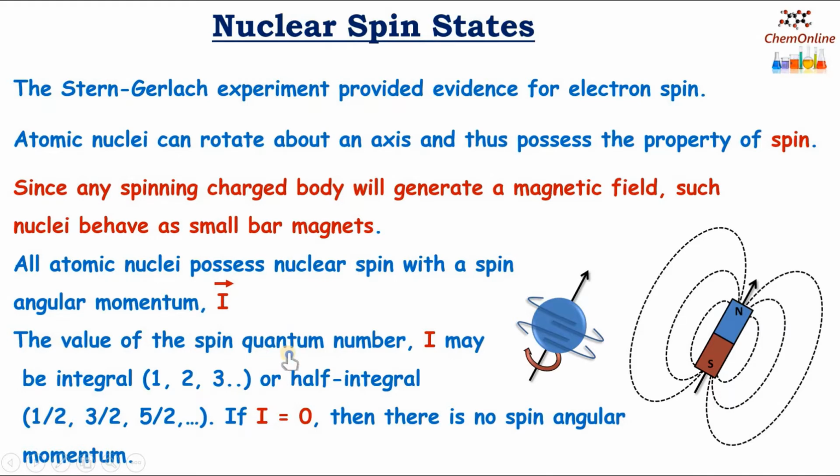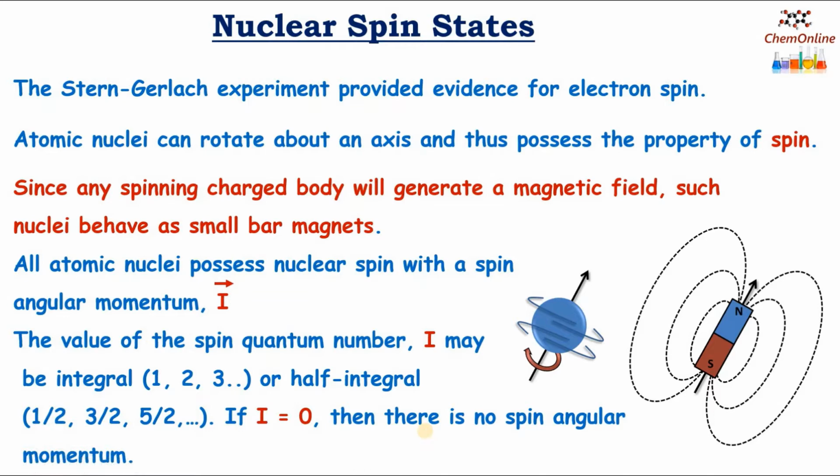In the case of an electron, the spin is determined by a spin quantum number represented as S. In the case of a nucleus, the spin quantum number is represented as I. For electron, the spin quantum number S is either plus half or minus half. But in the case of nuclei, the value of the spin quantum number I may be an integral value like 1, 2, 3, etc. Or it can be a half integral value like 1/2, 3/2, 5/2, etc. And even it can be 0. That is, if the spin quantum number I equals 0, then that means there is no spin angular momentum.